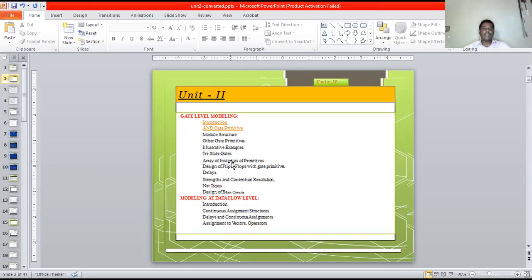That's why I am taking the array of instances of primitives here, and you should learn about this array of instances of primitives. Next, by using the knowledge of these primitives as well as arrays of primitives, we are able to develop some sequential circuits as well as combinational circuits. After that, we learn how to model the delays inside the Verilog HDL. These are the different types of concepts we come across in the second unit.